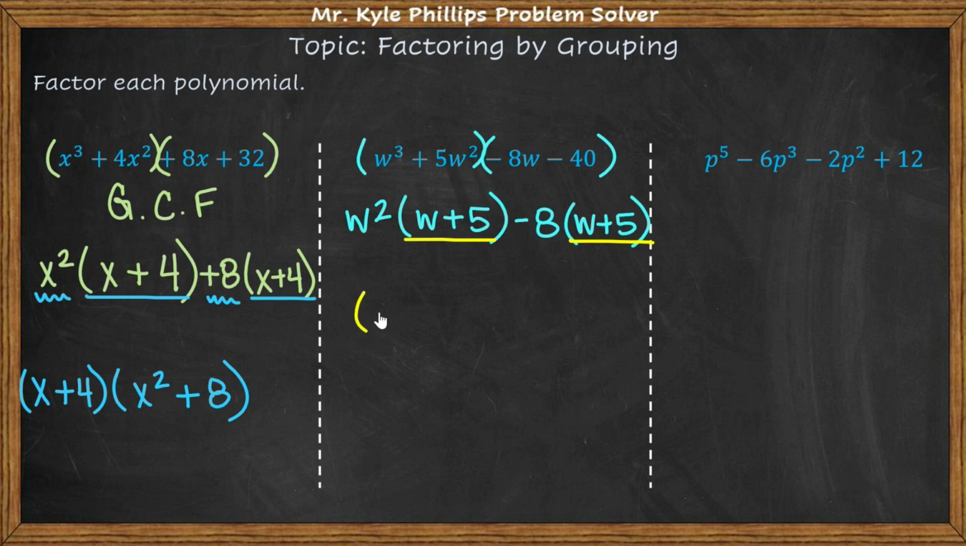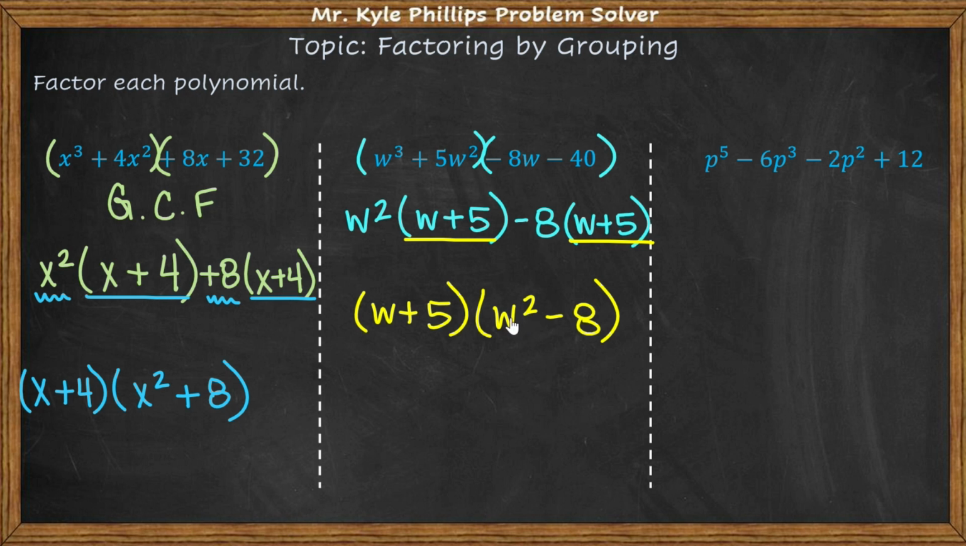And we're left with w plus 5, and we have w squared minus 8. Now, when you get here, you're technically not done unless you cannot factor again. Can this be factored? Is this a difference of two squares?